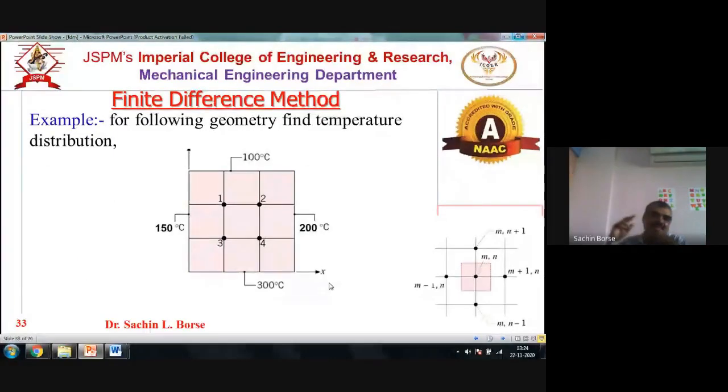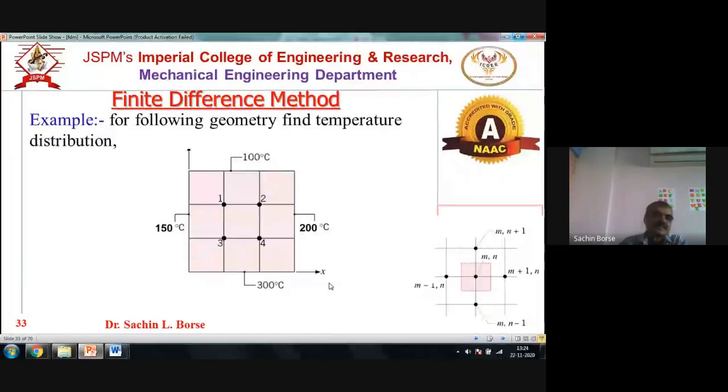Okay. Now, what do we do now? We'll just apply this 2D heat conduction. Now we can see the diagram here. On one side, there is 150 degrees Celsius temperature. On another bottom side, 300 degrees Celsius. On the right hand side, 200 degrees Celsius, and on the top, 100 degrees Celsius.